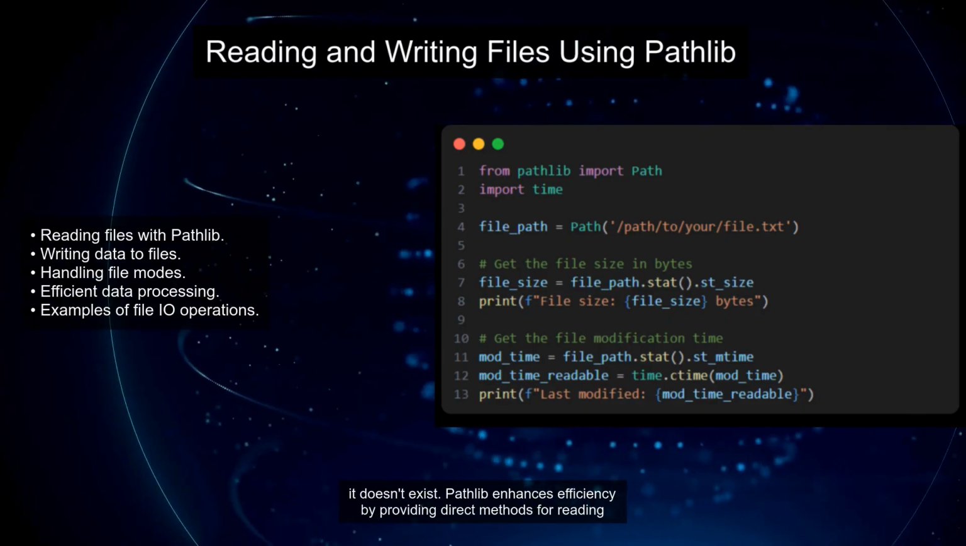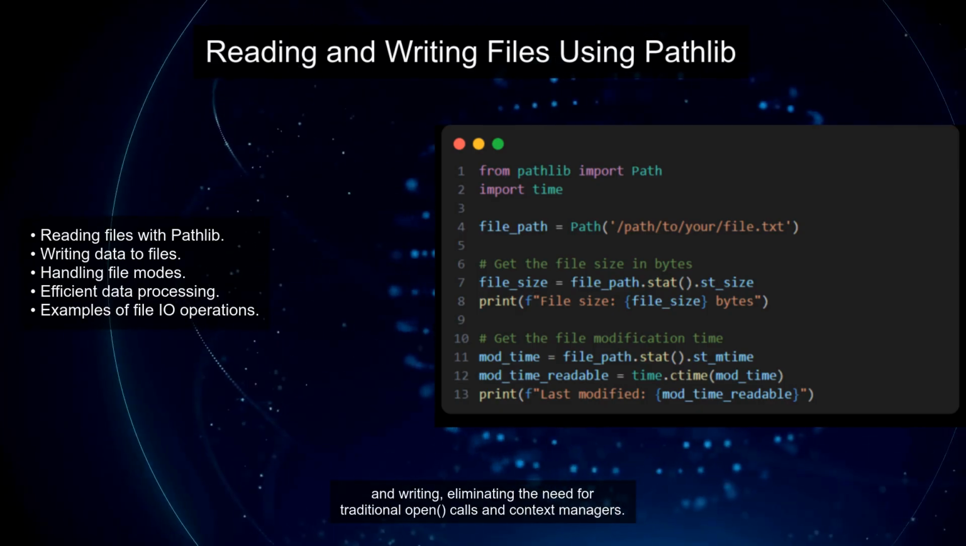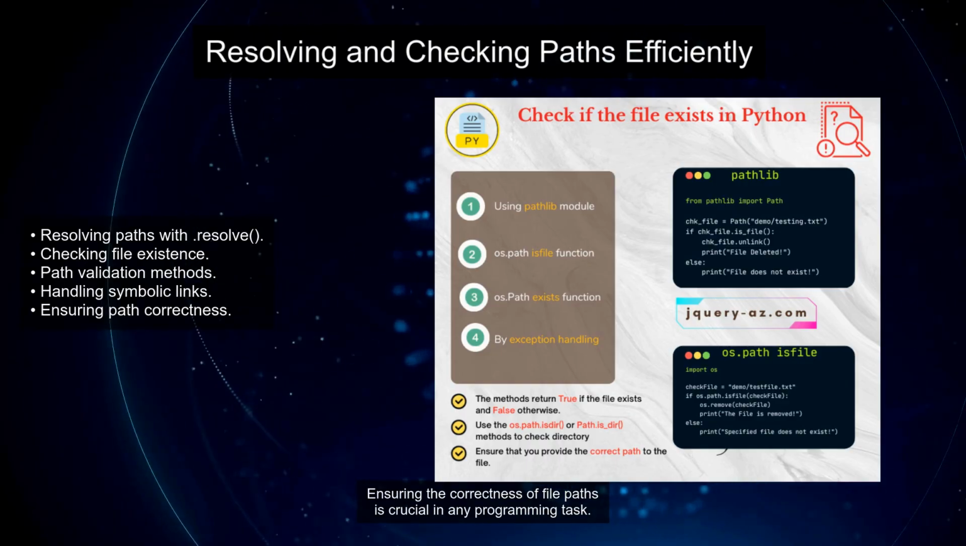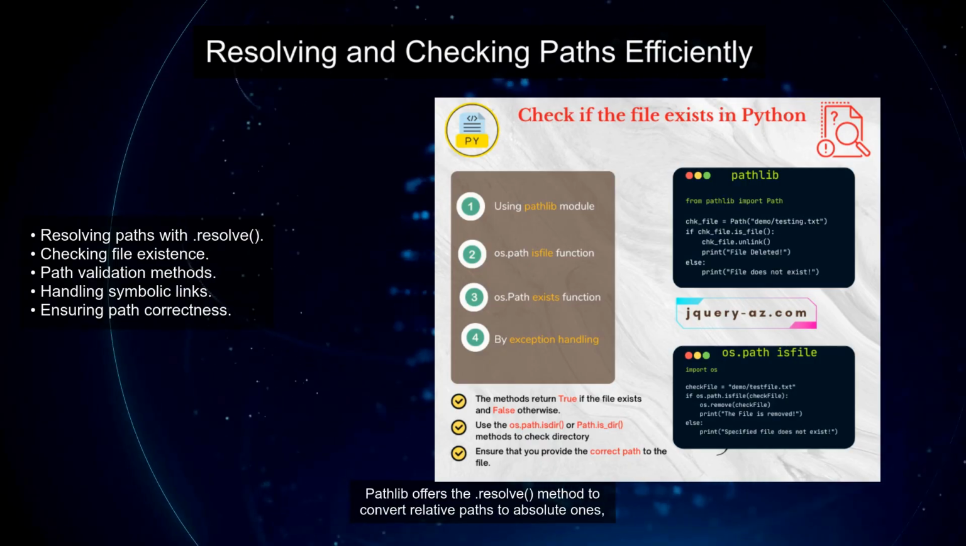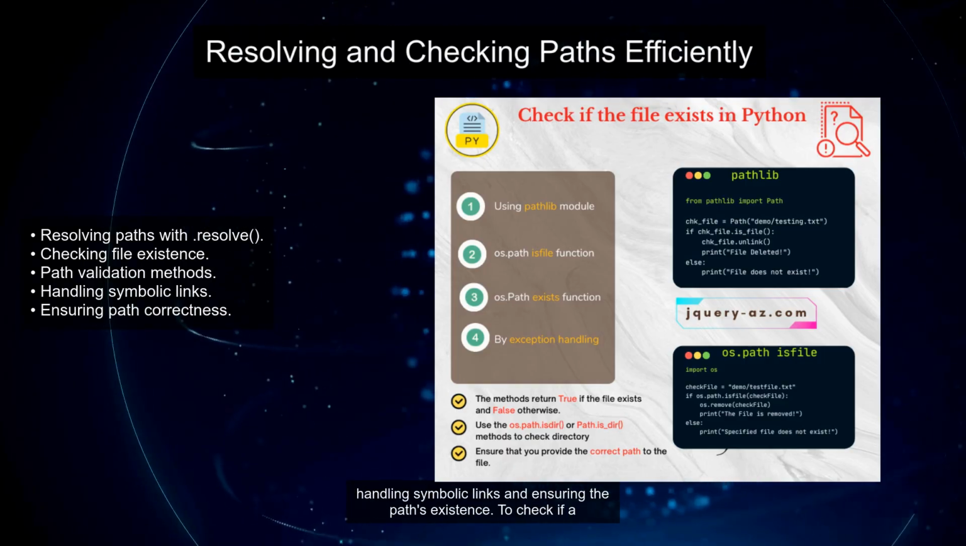Pathlib enhances efficiency by providing direct methods for reading and writing, eliminating the need for traditional open calls and context managers. Ensuring the correctness of file paths is crucial in any programming task. Pathlib offers the resolve method to convert relative paths to absolute ones, handling symbolic links and ensuring the path's existence.